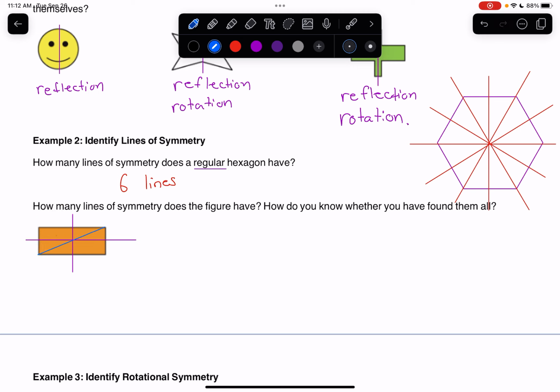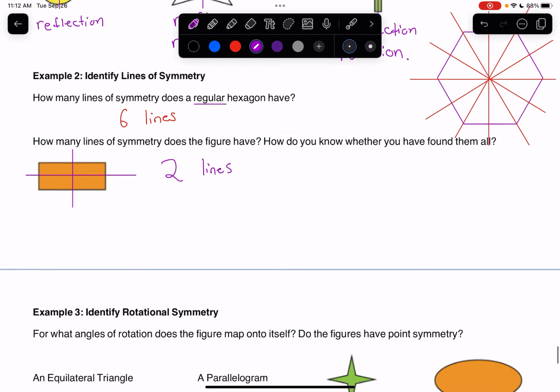If we took this rectangle and we folded it across that line, those edges would not match up. We don't have the same pieces reflected over each side of that line. So that's not one of the lines of symmetry. So this shape has 2 lines of symmetry. We know that we have found them all because after that, we can't find another line where when we reflect the shape over itself, it stays the same.